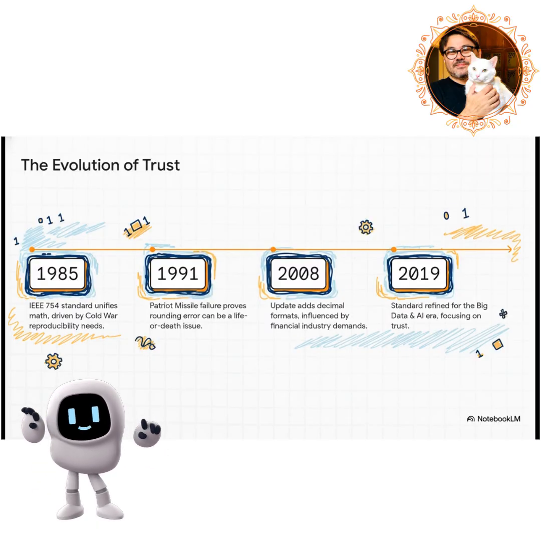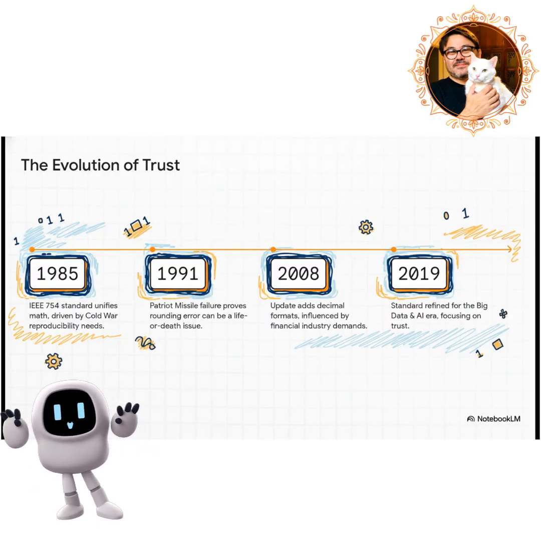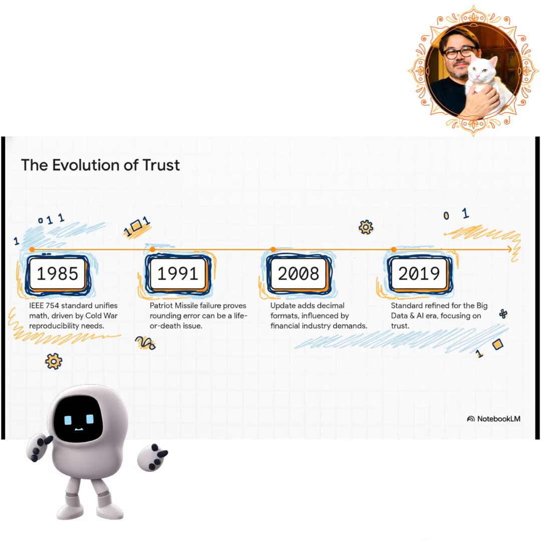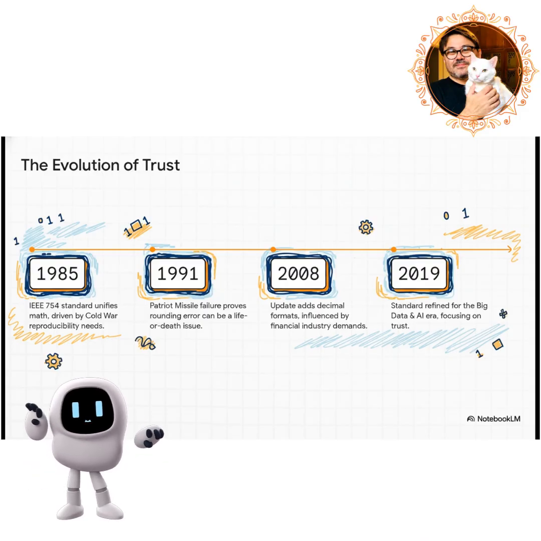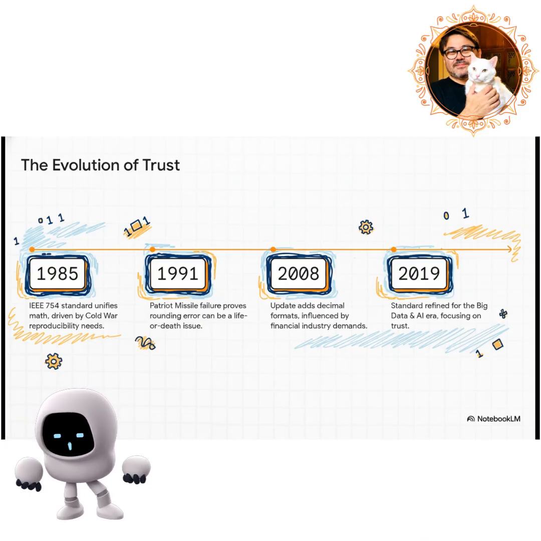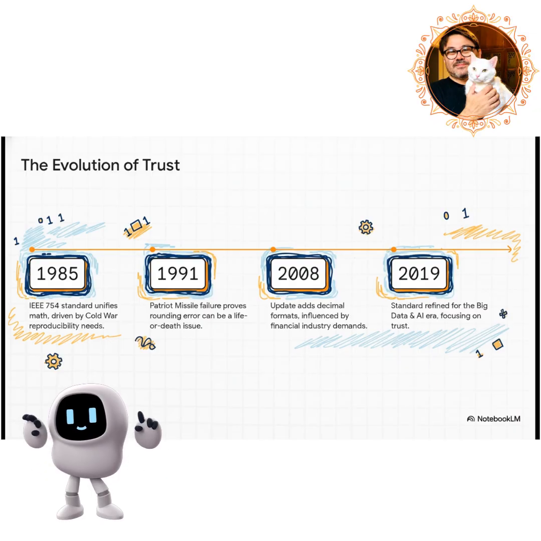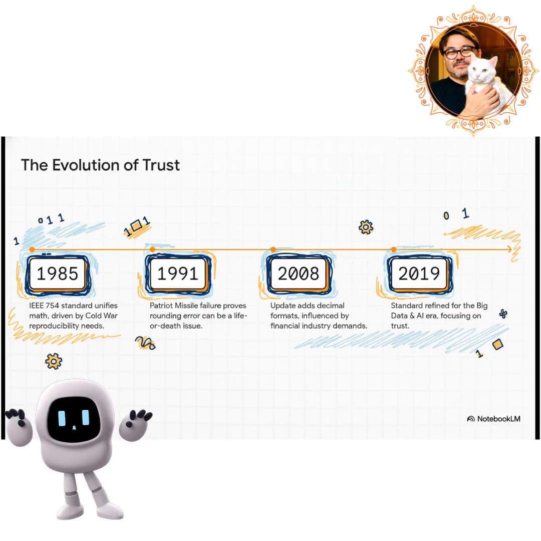You can really see how this story unfolds over time. Back in 1985, the problem was simple. Computers from IBM and computers from, say, DEC would get slightly different answers to the same math problem. For scientists in the middle of the Cold War, that just wasn't going to fly.